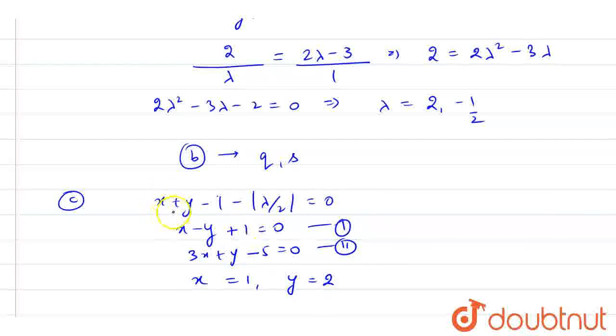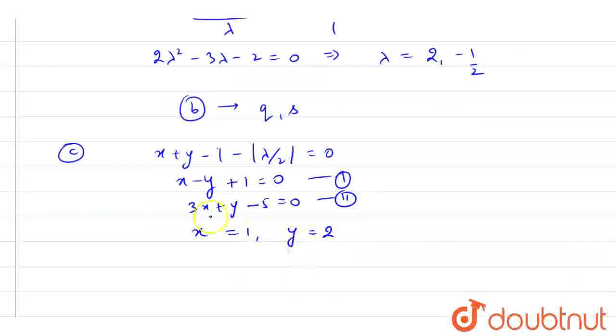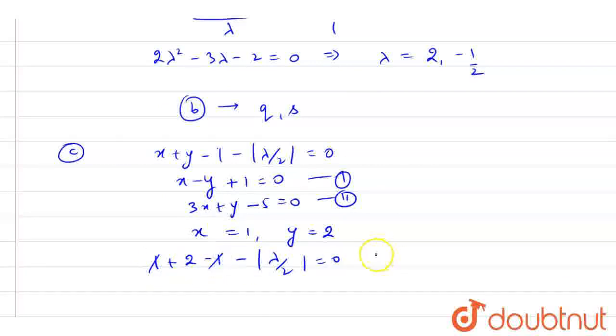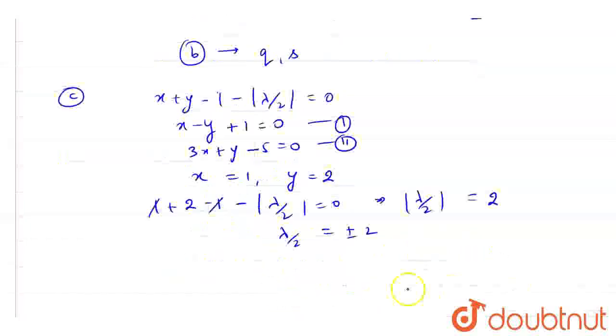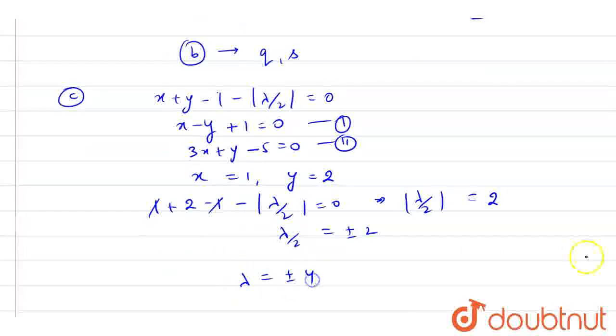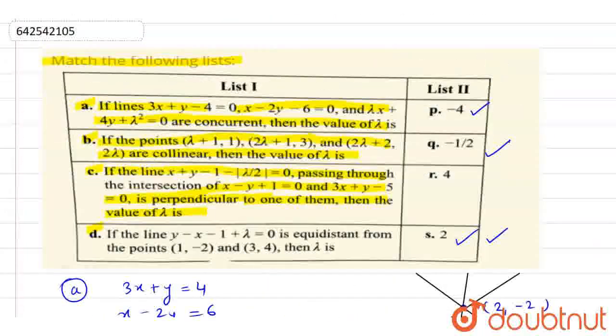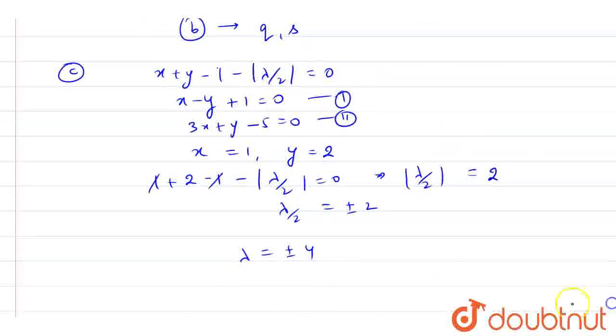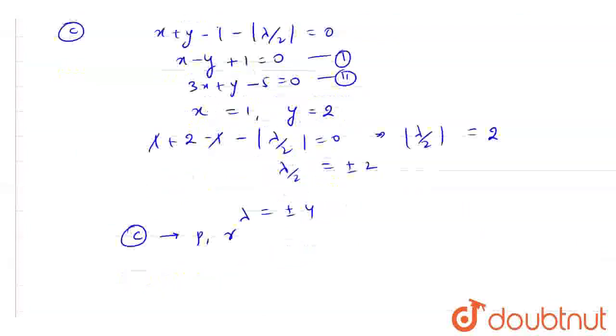If I put this value in my given line, then we get 1 plus 2 minus 1 minus mod of lambda by 2 equals 0. So 1 will get cancelled out and we have mod of lambda by 2 equals 2. So lambda by 2 equals plus minus 2, and the value of lambda from here is plus minus 4. Right, the value of lambda is plus minus 4. So my option R and option P are correct here. So part C will match with P and R.